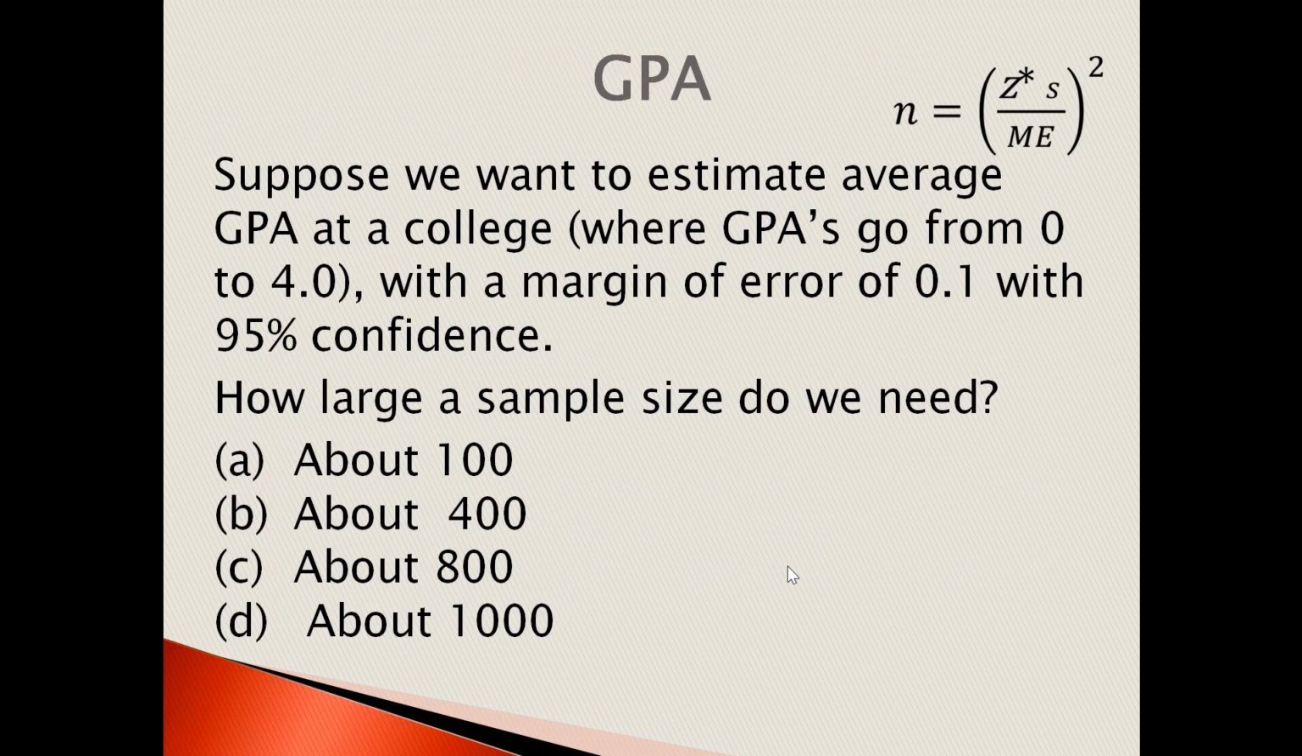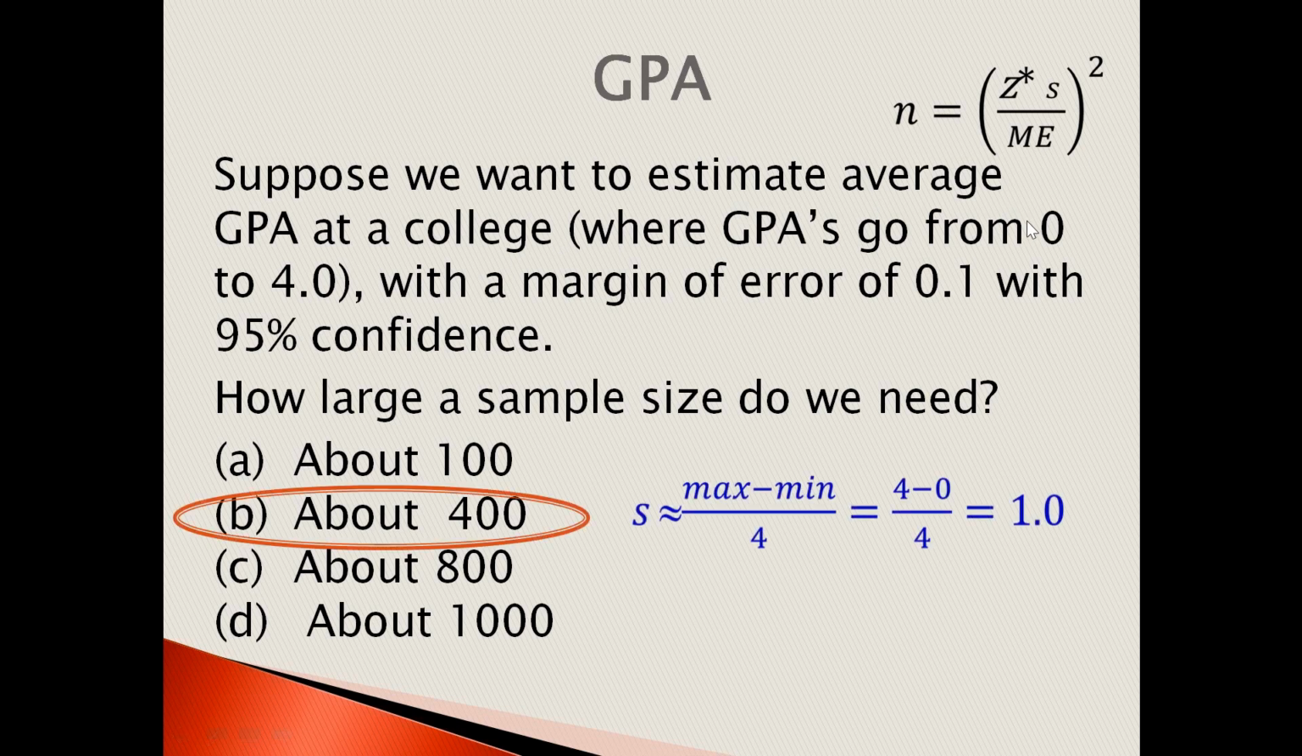So let's look at this problem. Suppose we want to estimate the average GPA at a college with a margin of error of 0.1 with a 95% confidence interval. How large a sample size do we need? Now keep in mind, GPAs always go from 0 to 4. So we have the minimum, we have the maximum, so we can use the third option. We can estimate the standard deviation as the maximum minus minimum divided by 4.